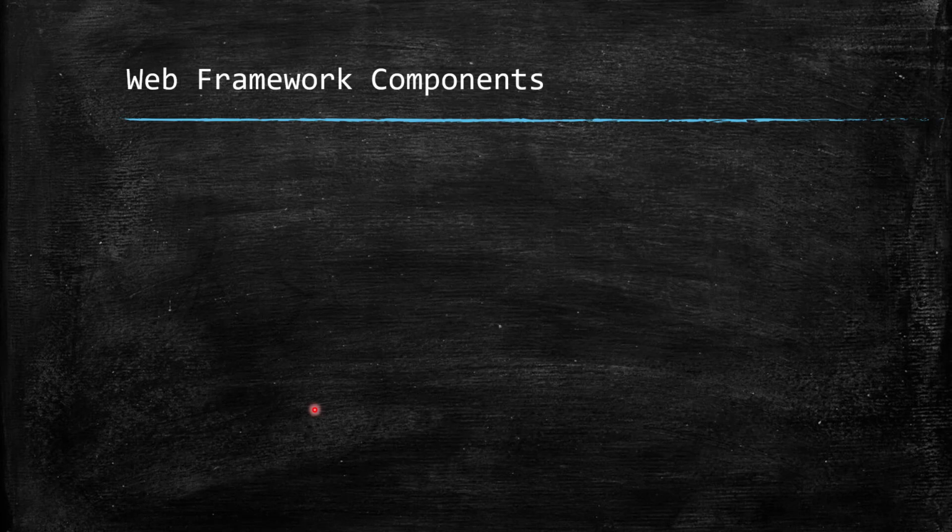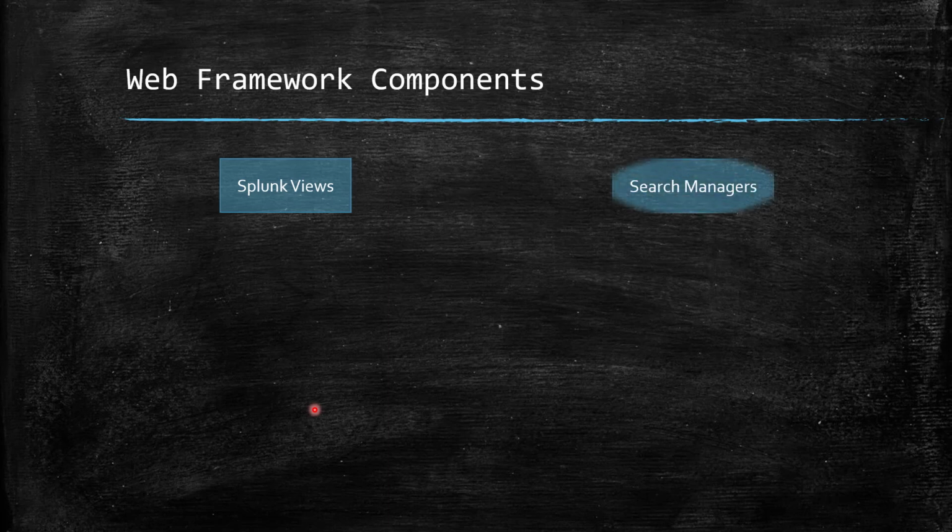Now if we look at it component wise, we can see a bird's eye view. We can see two things: one is the Splunk views, another is the search manager. Any dashboard in Splunk consists of searches and panels or panel-level visualizations, and you can have inputs as well. All these things can be divided into two parts: the Splunk view and the search manager.